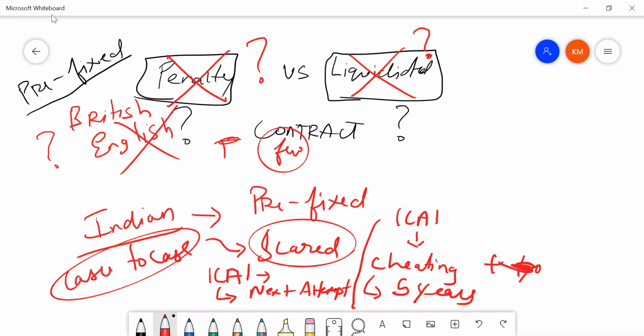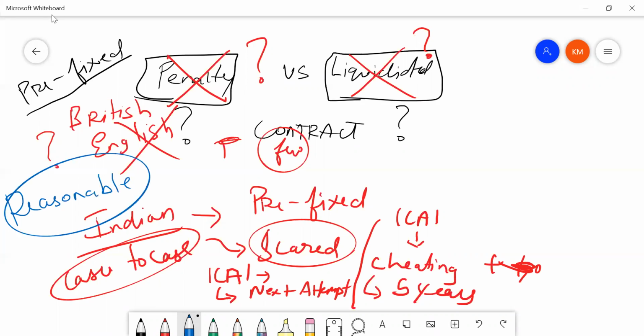Just 5 years he does not pay. Second, if he's cheating, next attempt he can write. Now in this, which is penalty, which is liquidated damages? Liquidated damages are generally reasonable. Meaning, okay, you made a mistake. For this mistake, the remedy is don't write this attempt, write the next attempt.